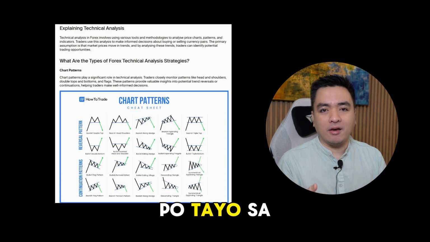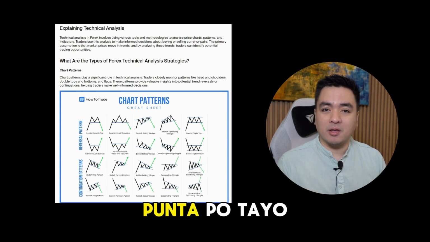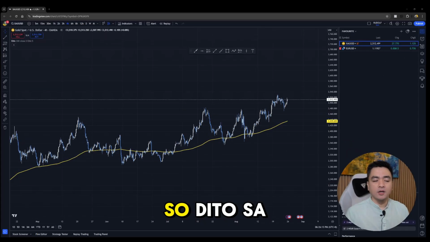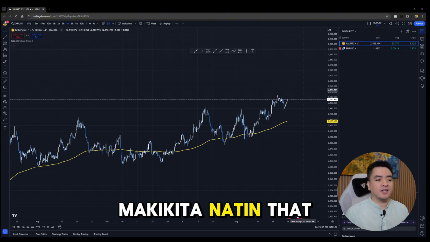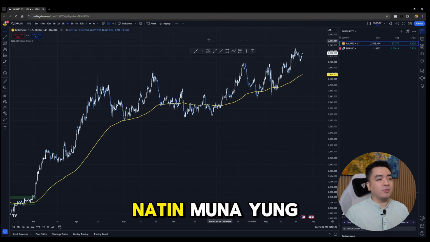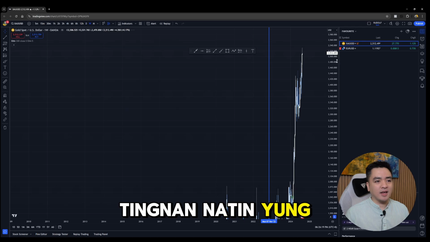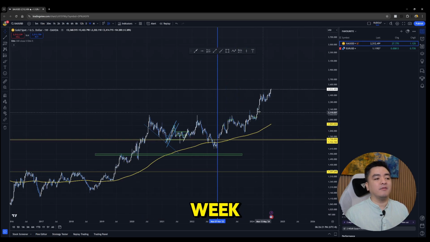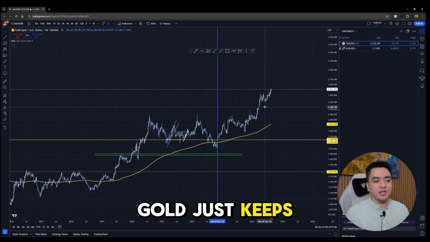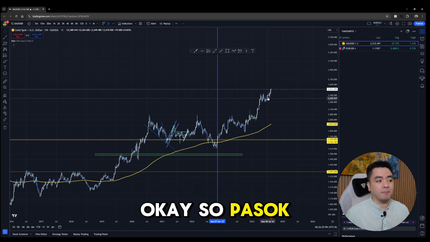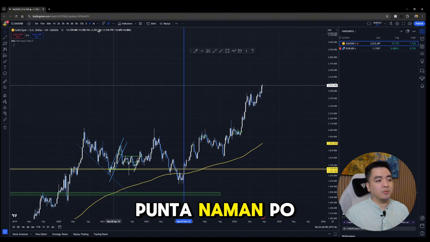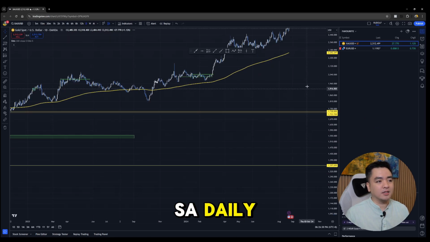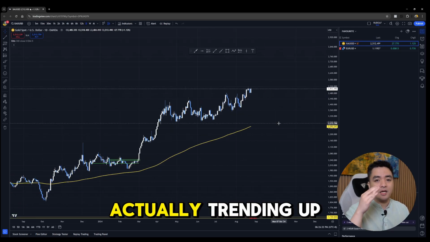So punta muna po tayo sa technical analysis, punta po tayo sa TradingView. So dito sa TradingView sa gold, makikita natin that in chart, kung titingnan po natin muna yung weekly, no? Tingnan natin yung weekly, we can see that every week the price of gold just keeps on pumping up. Okay, so pasok tayo sa technical analysis, punta naman po tayo sa daily. So makikita natin sa daily that the gold is actually trending up.